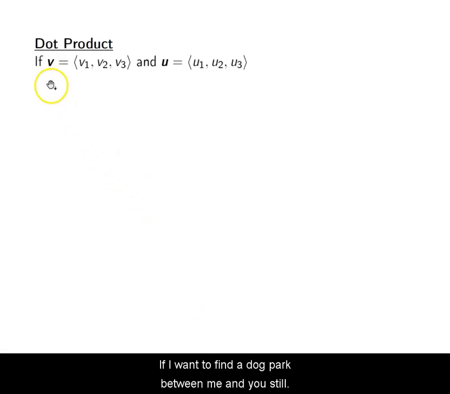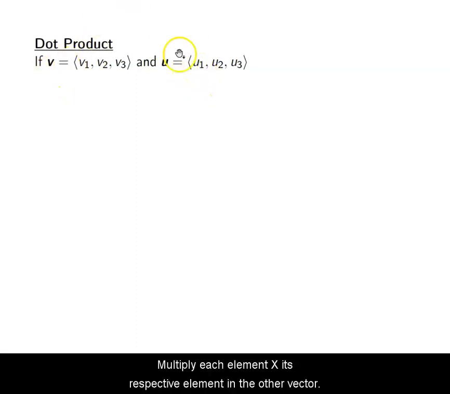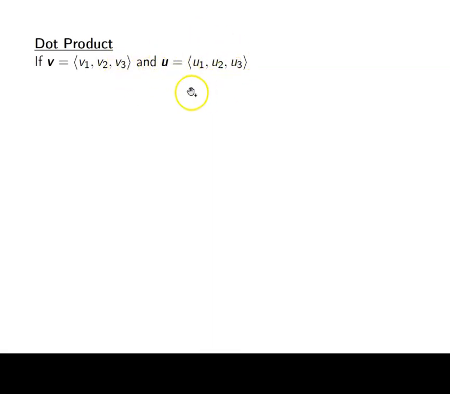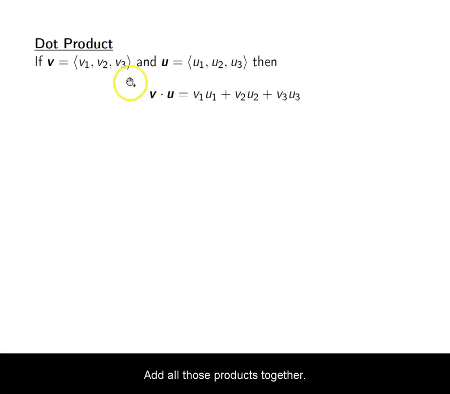Okay, so dot product. The formula for dot product doesn't change at all. Okay, if I want to find the dot product between V and U, I still multiply each element times its respective element in the other vector, add all of those products together, and that's my dot product, right? So V dot U is the 2 first elements multiplied plus the 2 second elements multiplied plus the 2 third elements multiplied.